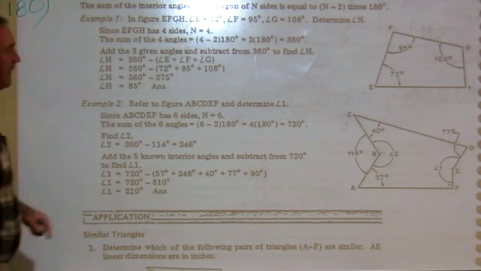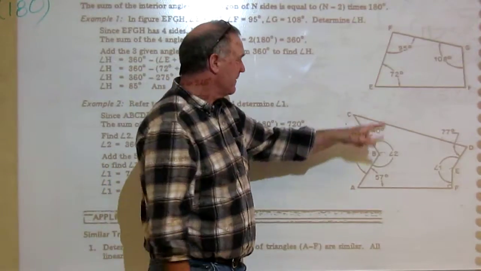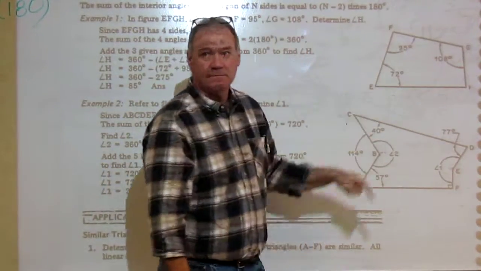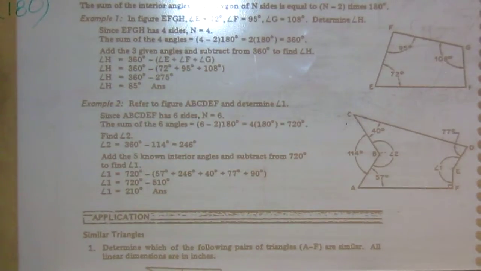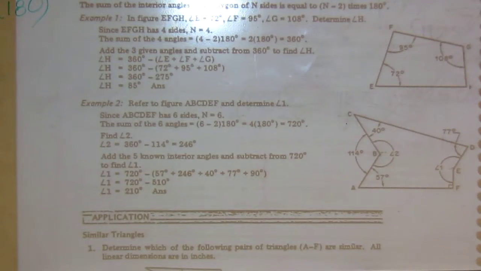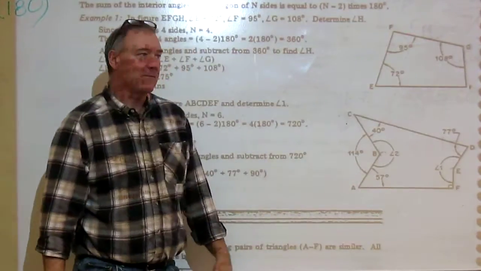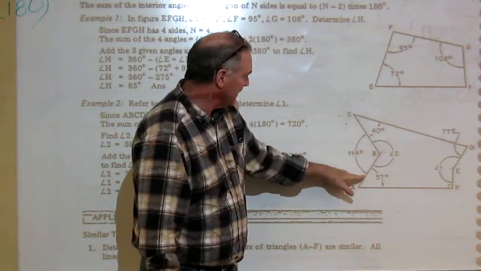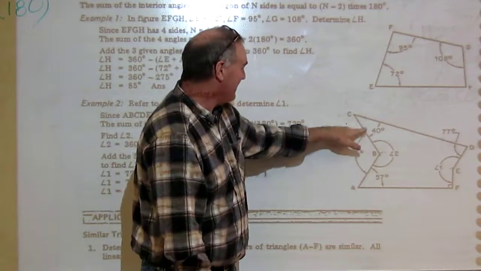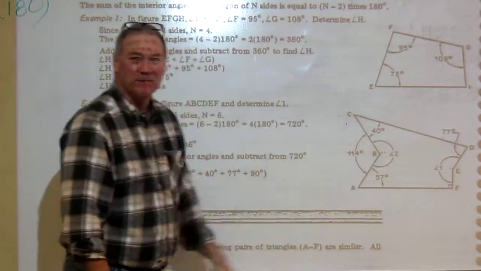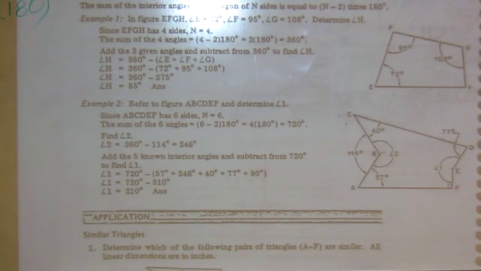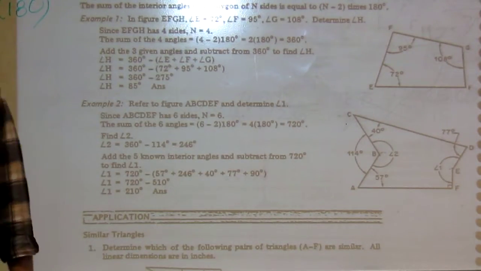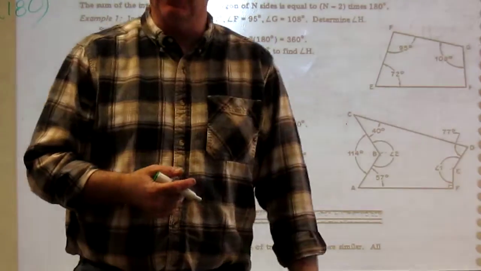If you have something like this one, which has 4 sides, what's going to be the sum of all these interior angles? 360. 4 minus 2 is 2, times 180 is 360. Can we solve for this angle right here? Yeah, we've got the other 3. What about this guy? 1, 2, 3, 4, 5, 6. Did I count that one twice? Let me start at 8. 1, 2, 3, 4, 5, 6. So 6 minus 2 would be 4, times 180 should be 720.